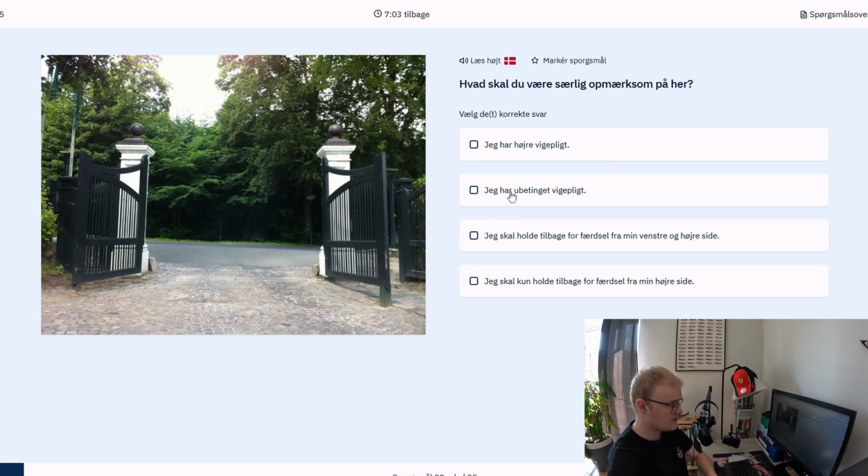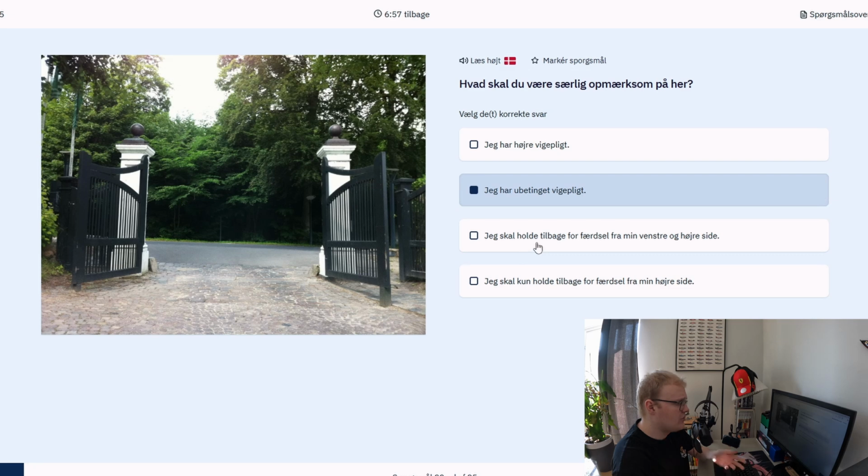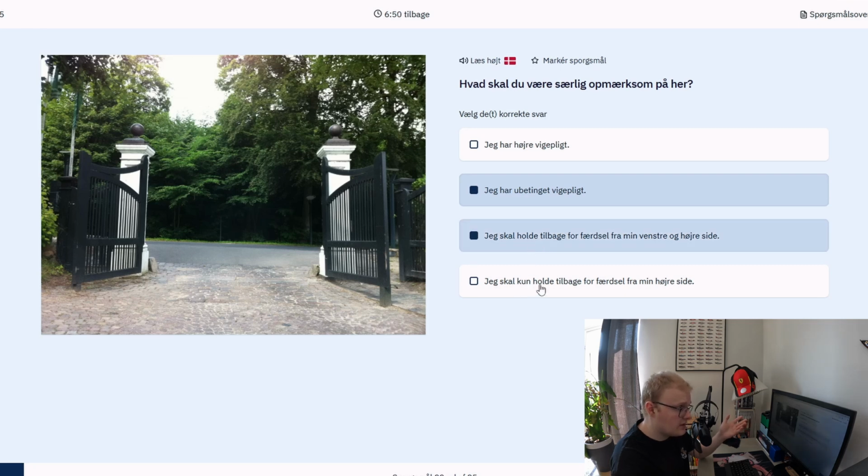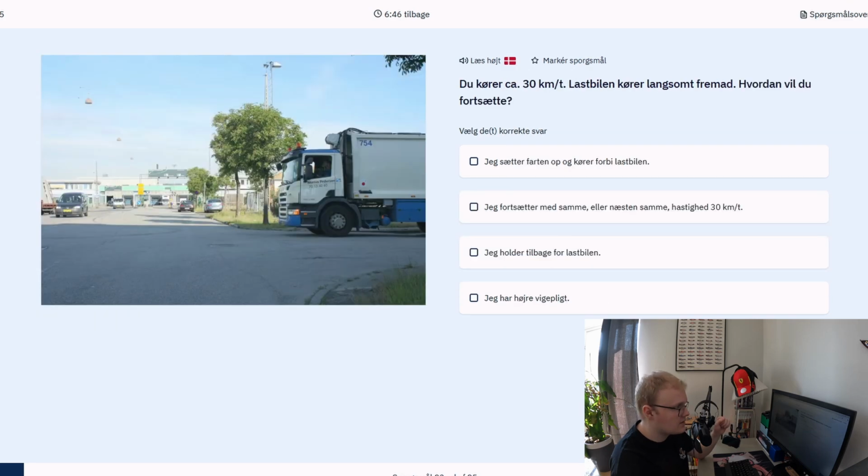So this one, I don't have the right of way, is the correct answer. I have to hold back from people coming from my left and right. That's true. And this one says I only have to hold back from people from my right, and that's not true. So that's the answer.